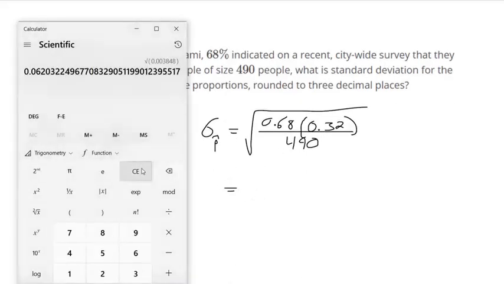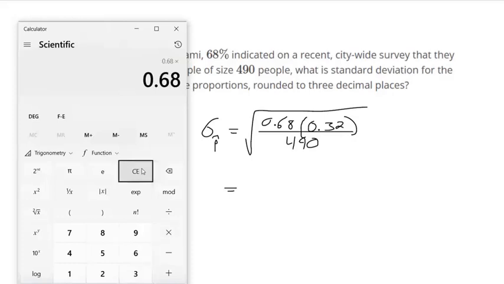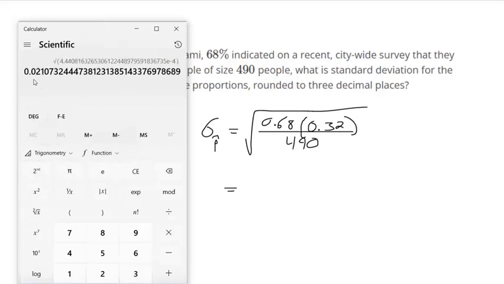And then we'll do the same thing. Do 0.68 times 0.32, hit enter. Divided by 490, hit enter. And that's scientific notation, that's 4.44 times 10 to the negative 4th power. So we'll keep that there. We'll hit square root, and there's our answer. To 3 decimal places, 0.021.